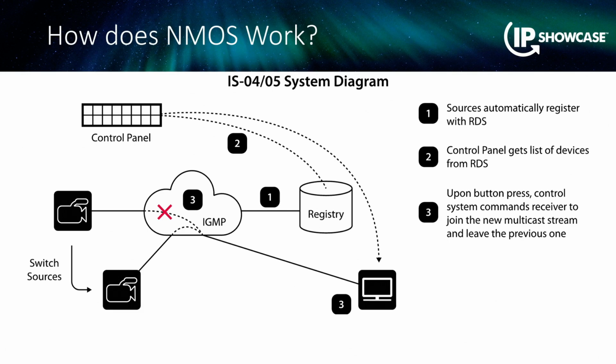Normally, you disconnect the other stream and you connect to the new stream. So just by the destination sending a request to that switch, he can get those signals. So that's the basics of NMOS. This is how you connect A to B.